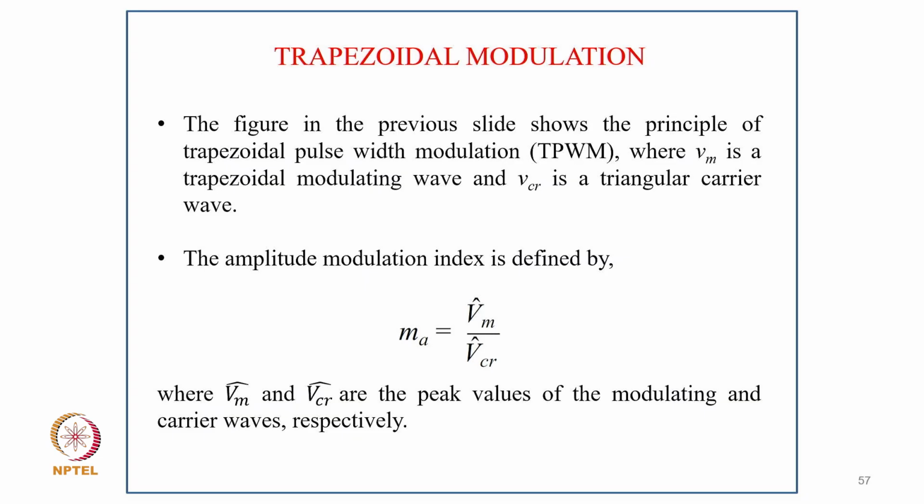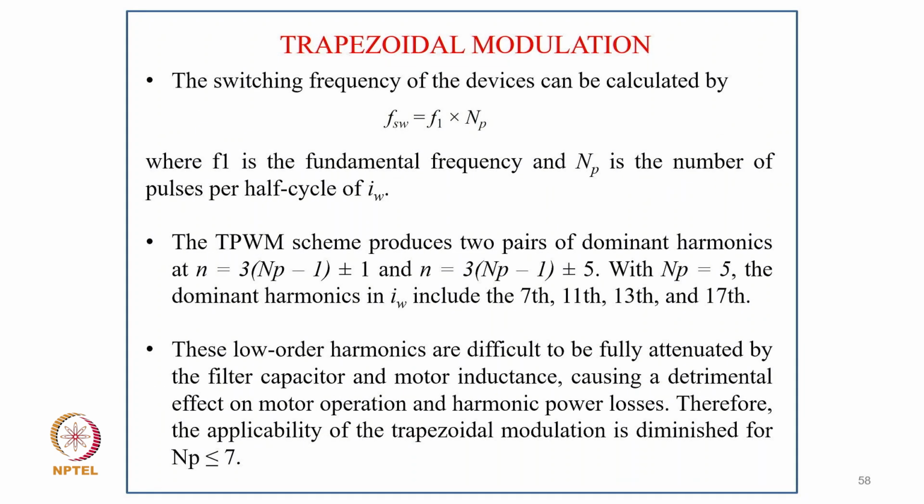The figure in the previous slide shows the principle of trapezoidal pulse width modulation, TPWM, where VM is the trapezoidal modulating wave and VCR is the triangular carrier wave. The amplitude modulation index is defined as M equal to VM dash upon VCR dash, where VM dash and VCR dash are the peak values of the modulating and the carrier wave respectively. The switching frequency of the devices can be calculated by fSW equal to F1 into NP, where F1 is the fundamental frequency and NP is the number of pulses per half cycle of IW.